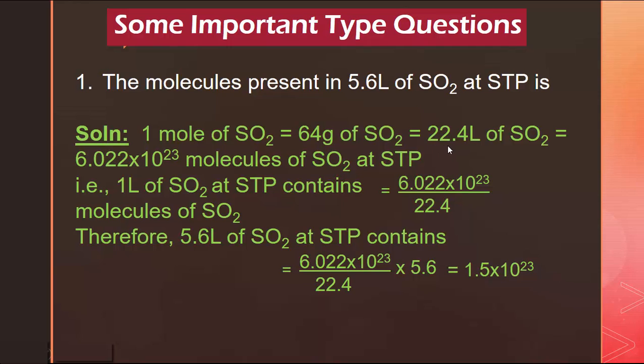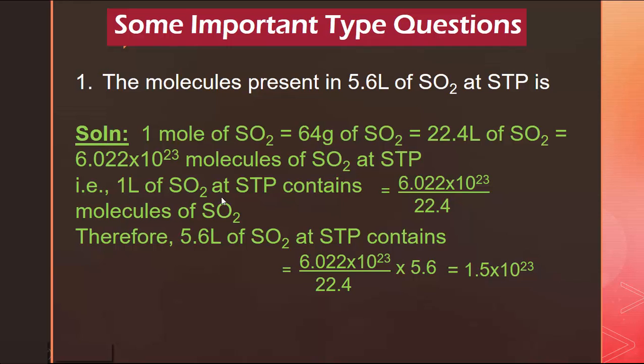This 22.4 liter of sulfur dioxide or 64 grams of sulfur dioxide or 1 mole of sulfur dioxide will be equal to Avogadro number of molecules. You know the Avogadro number, 6.022 into 10 to the power 23 molecules of sulfur dioxide at standard temperature and pressure conditions. This is a must for us to equate all of this. So this is a necessary condition. Present at STP is the requisite condition.